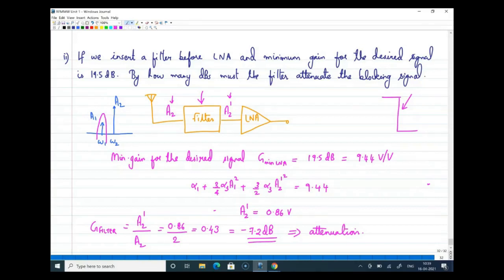Because all these things we'll even discuss when we start our architecture study. When I try to keep a filter with this kind of response, you can see that the selectivity of the filter is very high, right? So I'm trying to pick only one single frequency, so this will definitely demand a very high Q factor. Realizing a high Q factor is also practically difficult.